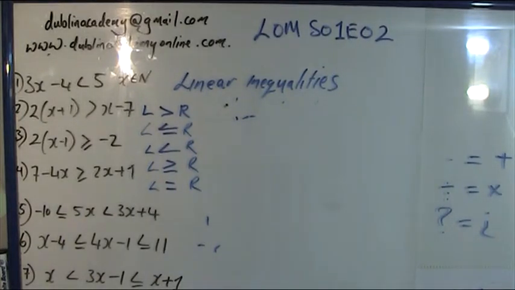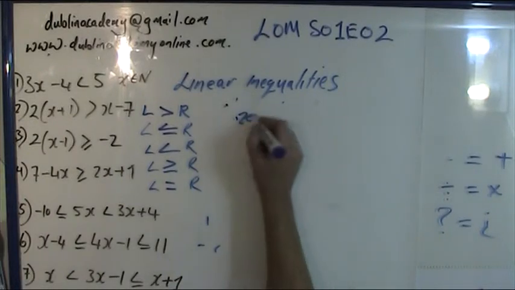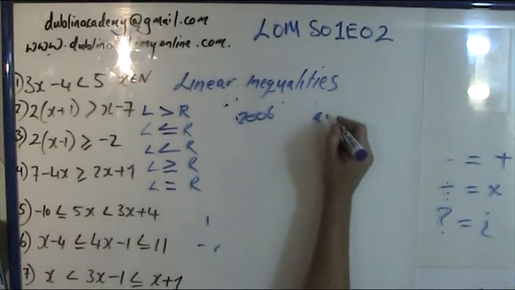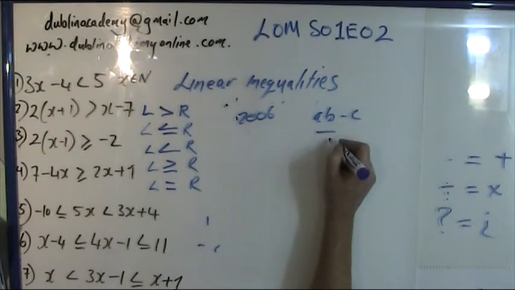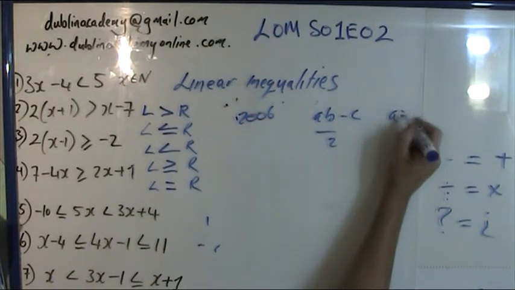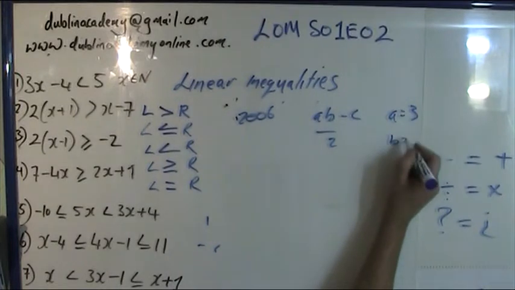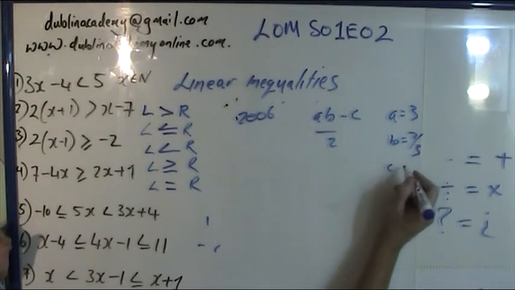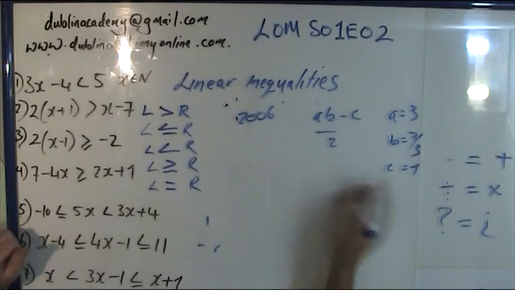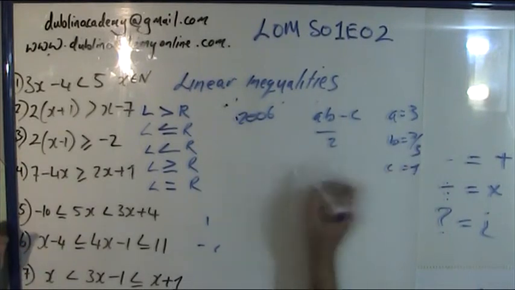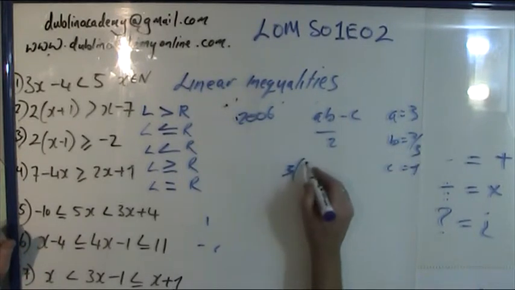So moving along, that was 2005. I'm going to throw a quick substitution question in here. This is 2006. I know this is off the board, but I meant to do this. AB minus C over 2, where A is equal to 3, B is equal to 2 over 3, and C is equal to 1. Now I put these all in. A is 3, 3 times B, which is 2 over 3.